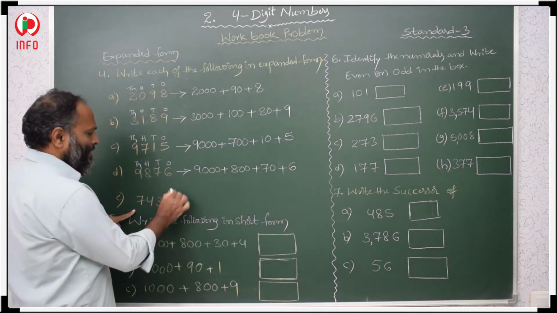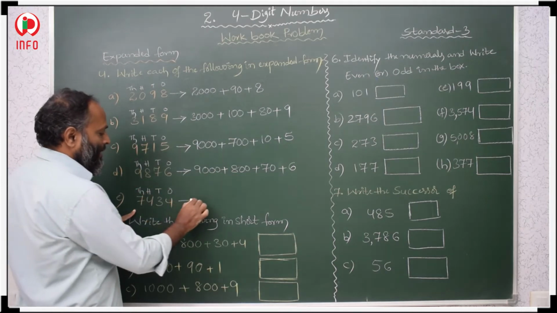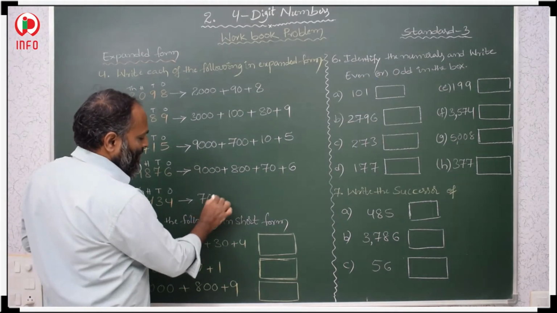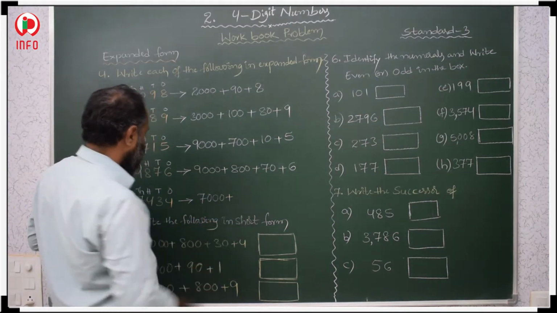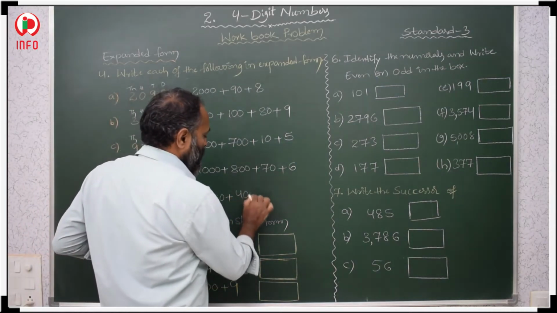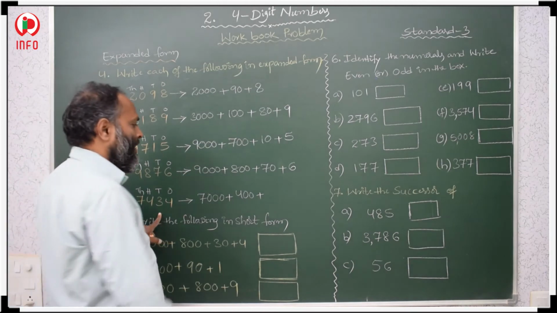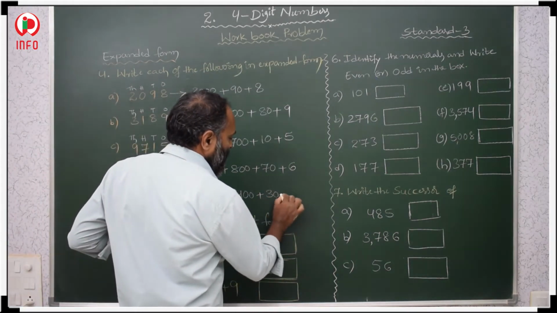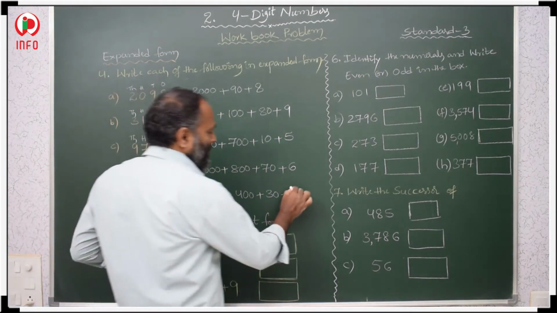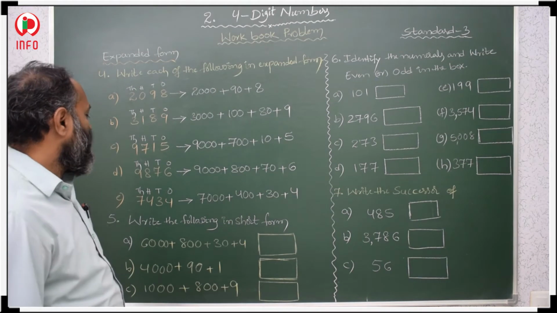Then ones place, tens place, hundreds place and thousands place. 7 is in thousands place, 7000. 4 is in hundreds place, 400, plus 3 is in tens place, 30, plus 4 is in ones place, 4 ones are 4. So in this way we have to write.